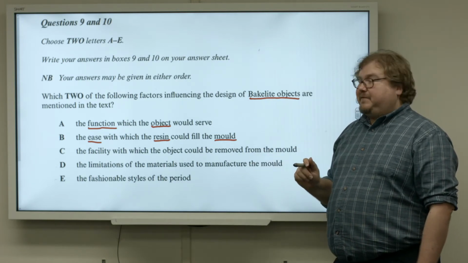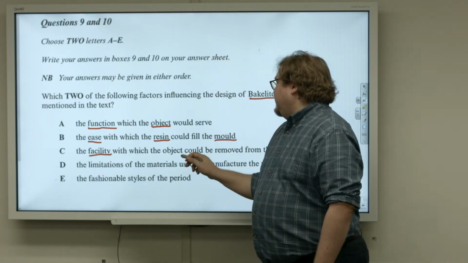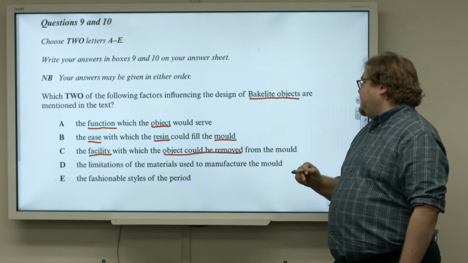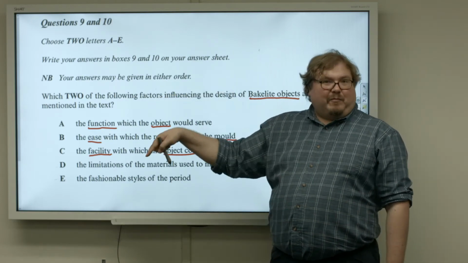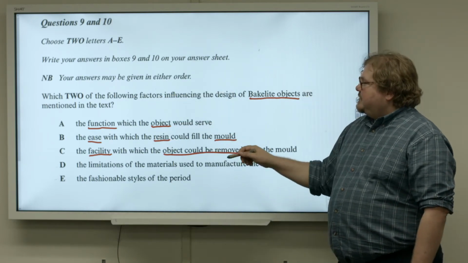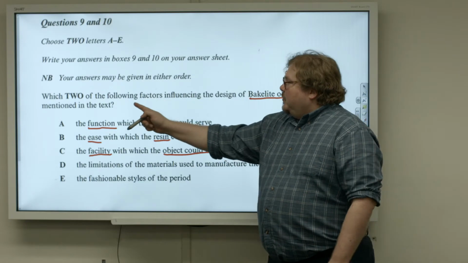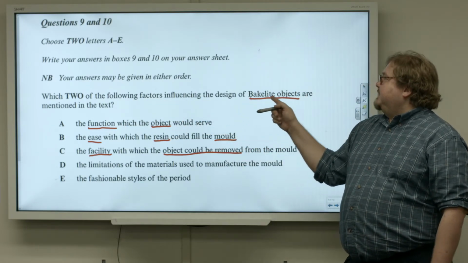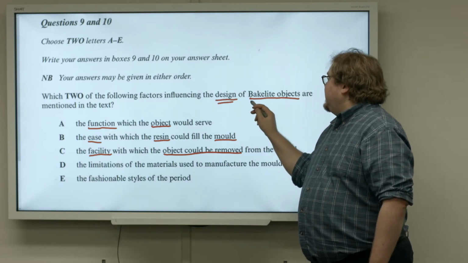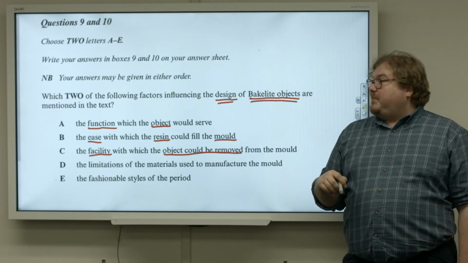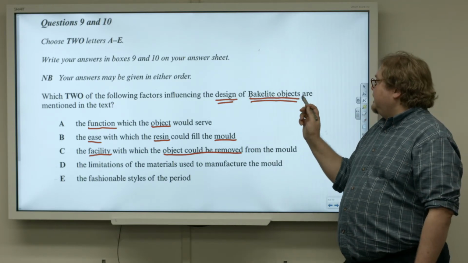Go back to that article, see if you can find those. The facility of the object could be removed. So go through each of these and go back to the text and read a little bit before and a little bit after each one to find out which of the two influence the design of bakelite objects. And this part in the question is actually the most important part to keep in mind. It's about the design of the bakelite objects.